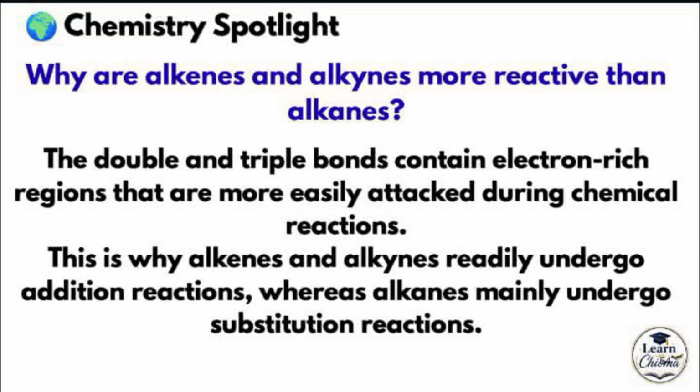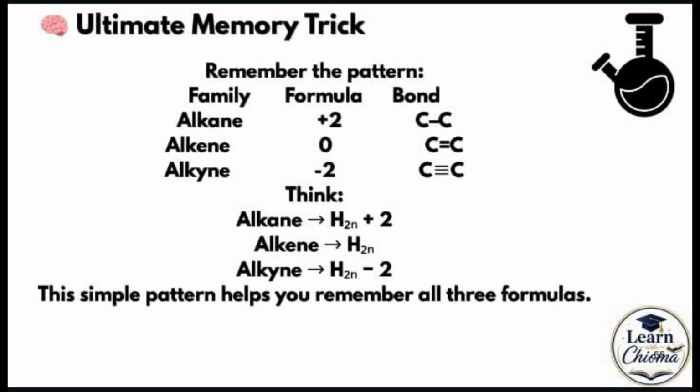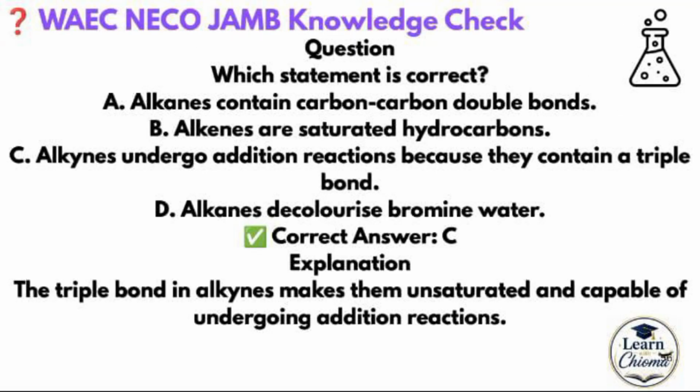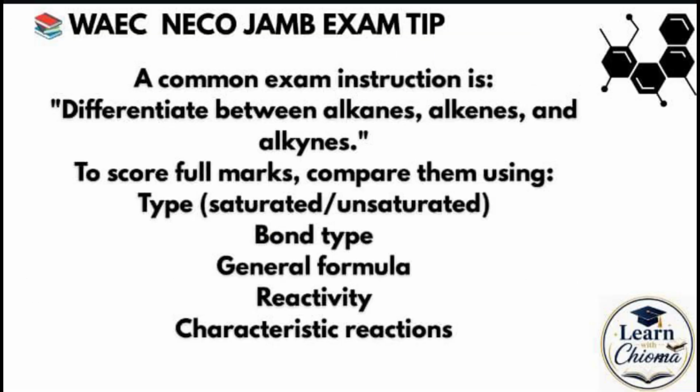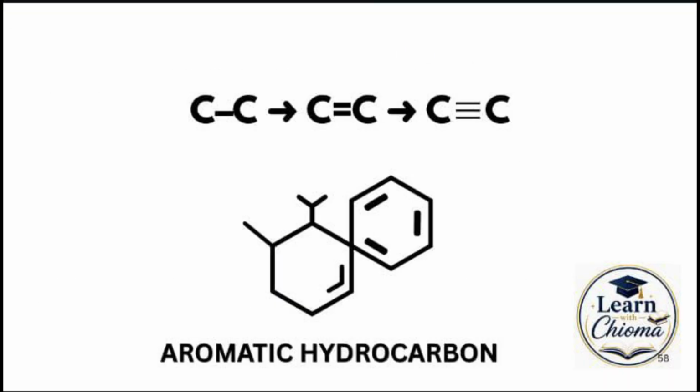So far, we've studied the three main hydrocarbon families. But there's another unique class of hydrocarbons with a special ring structure and remarkable stability. These are called aromatic hydrocarbons, and we'll explore them next.